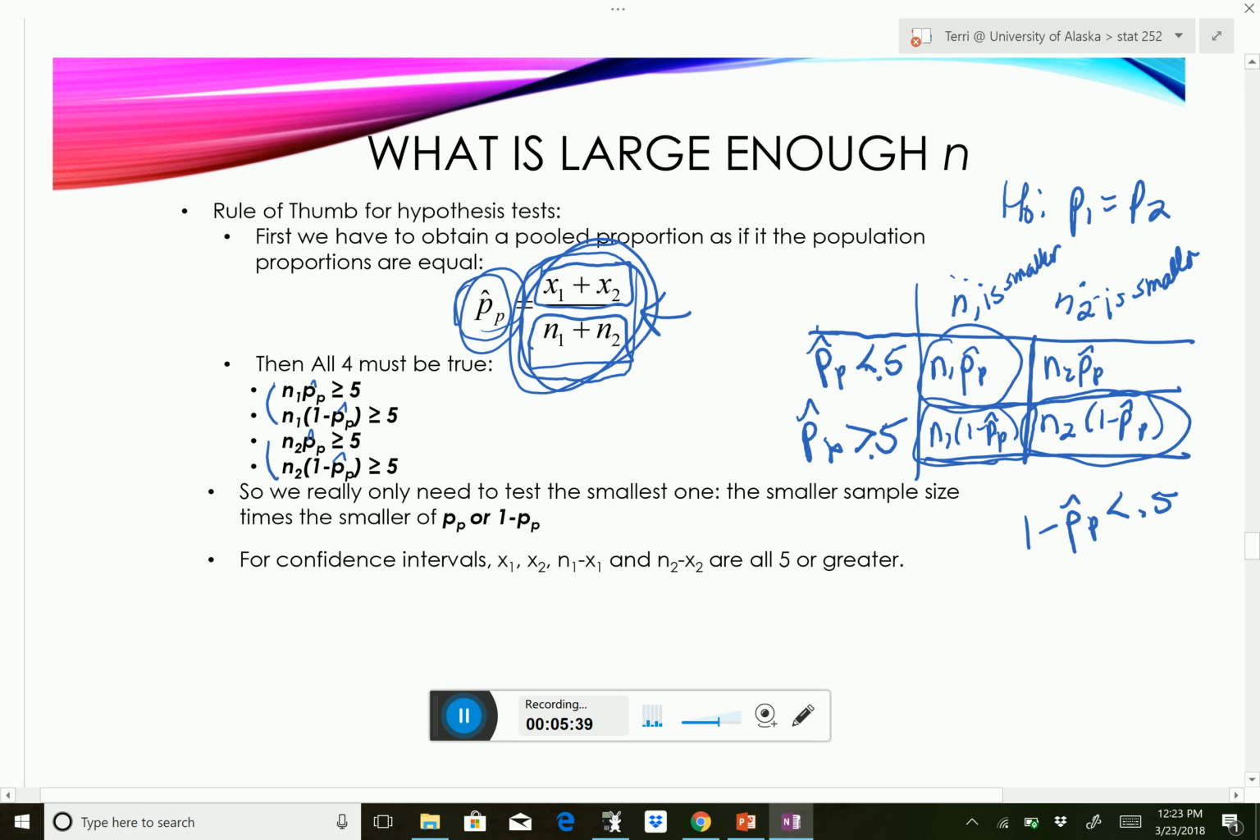Because if the smallest is less than 5, I can't do it. But if the smallest is greater than 5, then the rest of them will also be greater than 5, right? If the smallest thing is more than 5, everything else is going to be more than 5. All right.